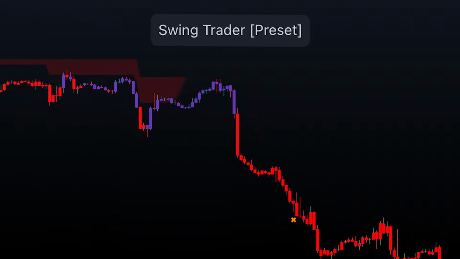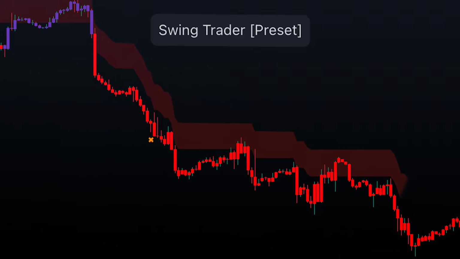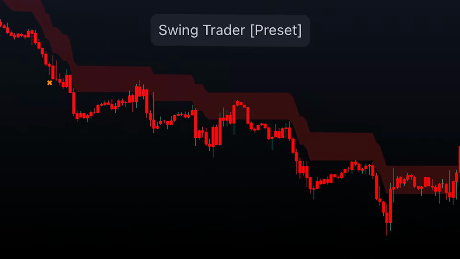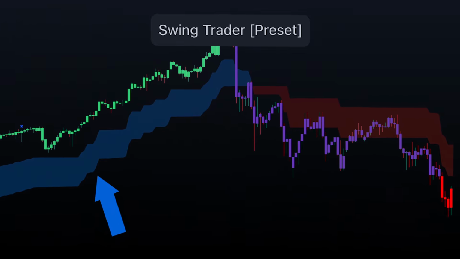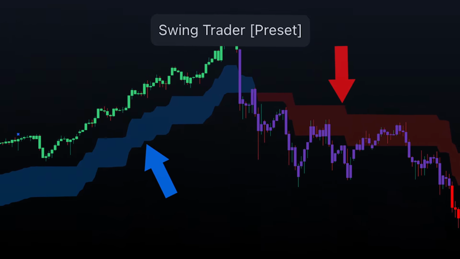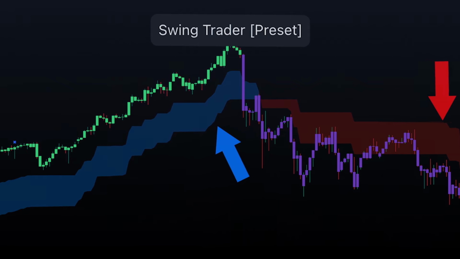The Neo Cloud is all about confirming well-established trends and keeping traders in those trades for as long as possible. Paying close attention to the Neo Cloud step-up and step-down signals is crucial for effectively utilizing this overlay.